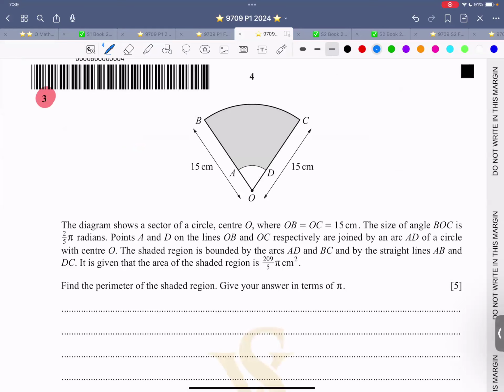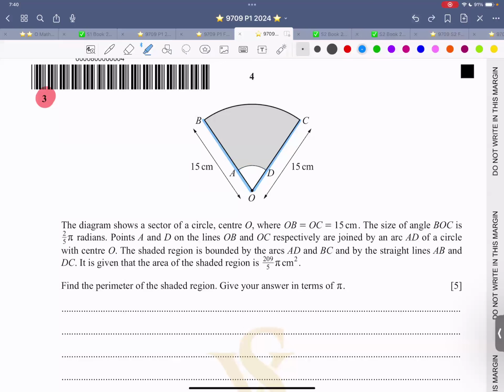Now it's a circular measure question. What's there in circular measure? Let's see. It says the diagram shows a sector of a circle, center O, OB and OC is 15. So let's highlight. This is OC. This is OB. This is 15. Of course, the radii have to be equal. The size of the angle BOC is 2/5 pi. So this angle BOC is 2/5 pi.